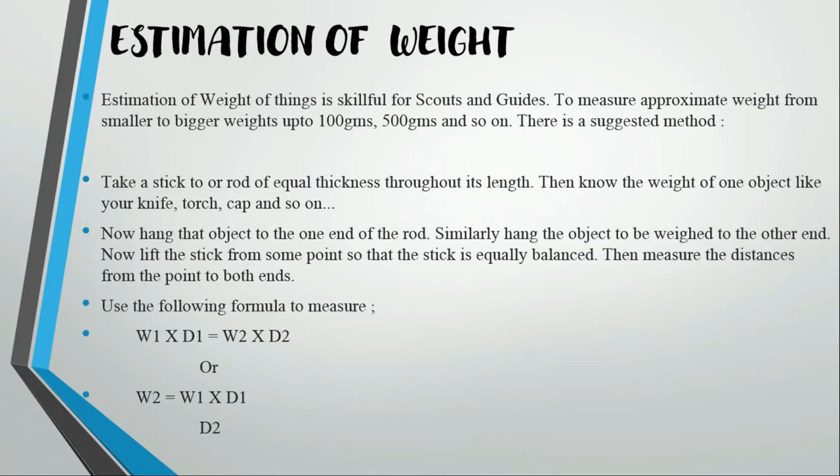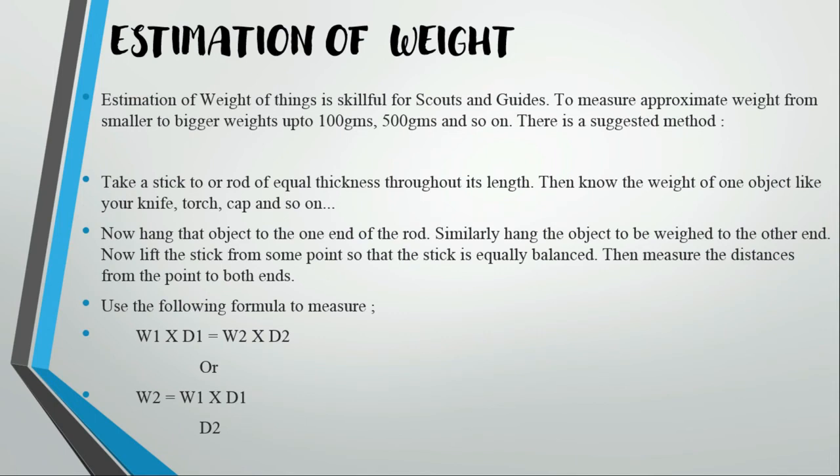Take a stick or a rod of equal thickness throughout its length. Then know the weight of one object like your knife, torch, cap, and so on. Now hang that object to the one end of the rod. Similarly, hang the object to be weighed to the other end. Now lift the stick from some point so that the stick is equally balanced. Then measure the distances from the point to both ends.